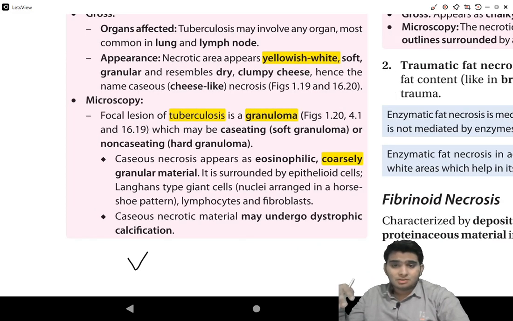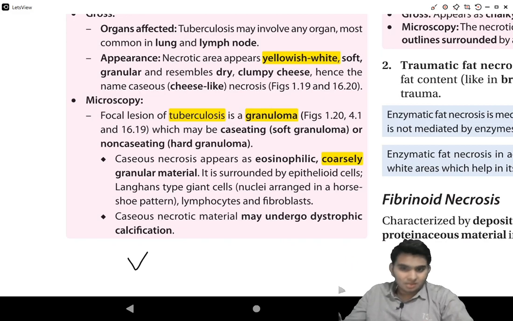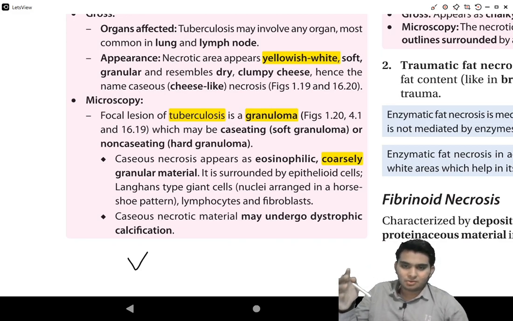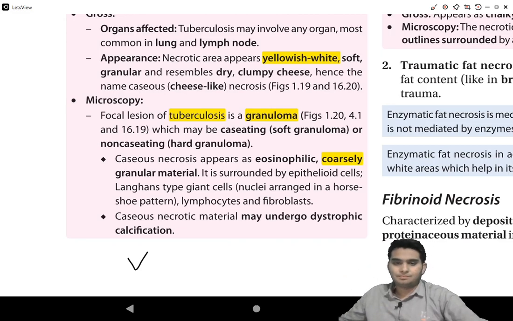Caseous necrosis with granuloma is seen in tuberculosis and histoplasmosis, and other infections such as syphilis and leprosy, and many other conditions which are associated with granuloma. Either it will be a caseating granuloma or a non-caseating granuloma.